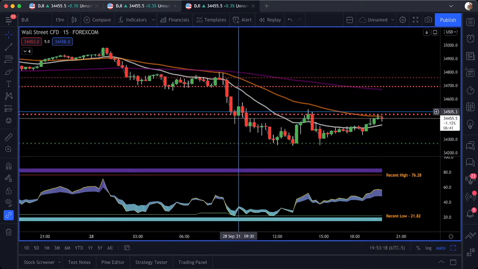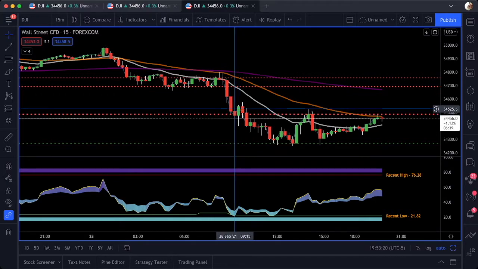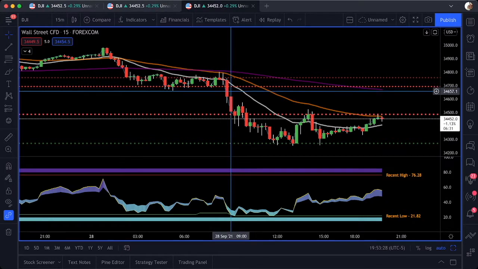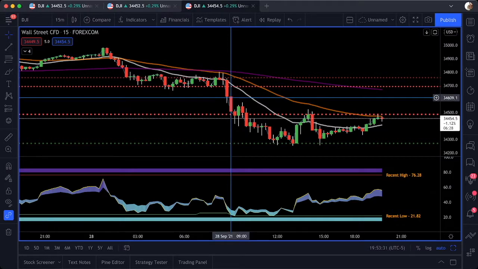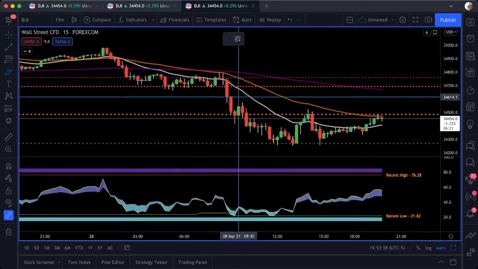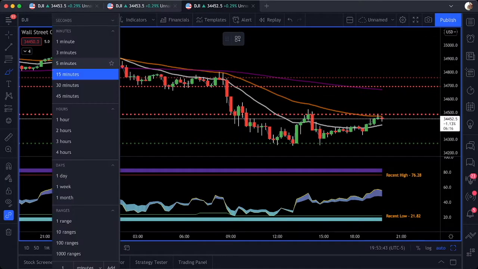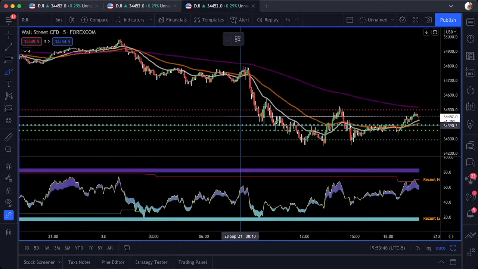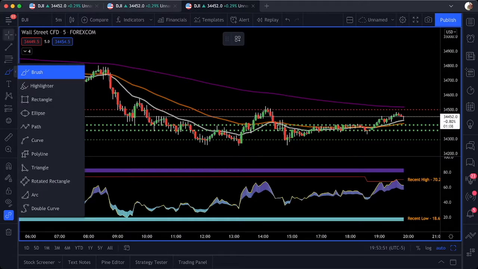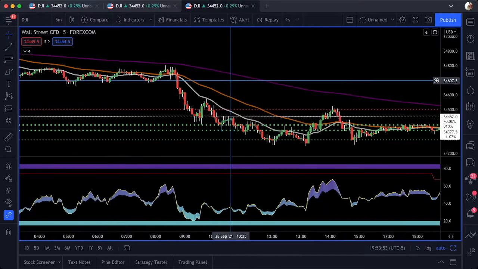So this is where I got out earlier. So I entered, where was it? Yeah, so I entered right about here. Let me draw a line. I entered. Put that on a 5 minute. Forgot I was on the 15. There we go. That looks better. Okay. Hold on. Aha. All right.